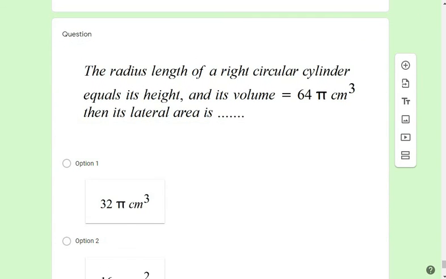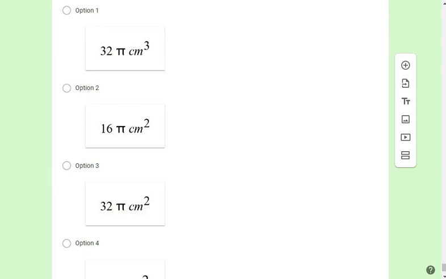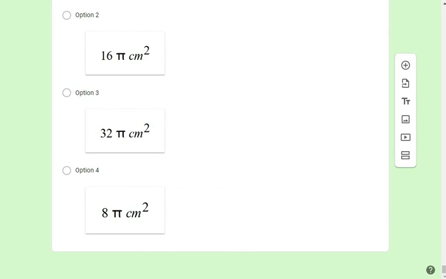The next, the radius length of a right circular cylinder equals its height and its volume equals 64 pi cubic centimeter. Then its lateral area is what? Choose one of the following answers: 32 pi cubic centimeter, 16 pi square centimeter, 32 pi square centimeter, or 8 pi square centimeter.